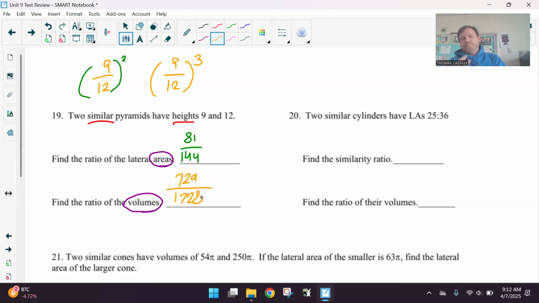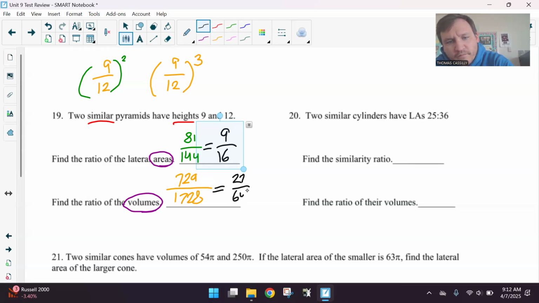Now, you should always try to reduce these fractions. 81 divided by 144 can be reduced down to 9/16. I should have done this in the beginning. And 729 over 1728 can be reduced down to 27 over 64. I really should have done that in the beginning.